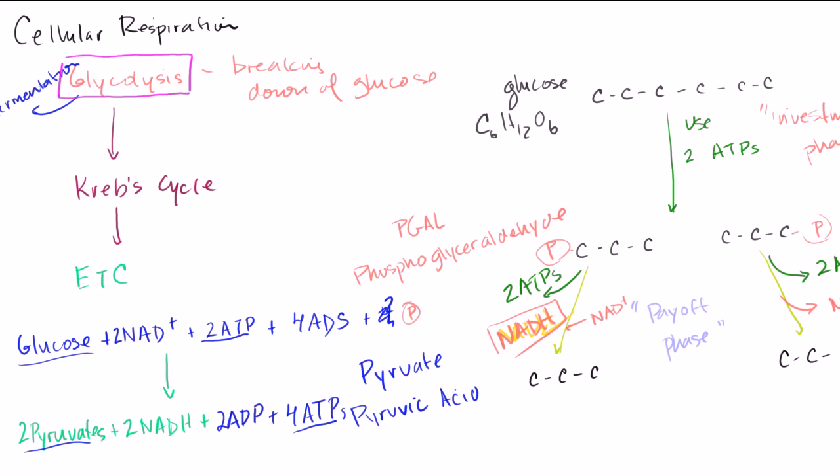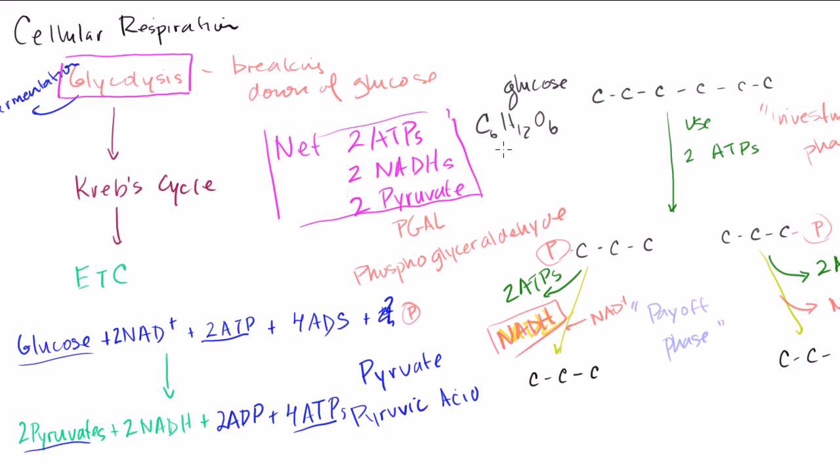Let me write that very big. Net, what you get out of glycolysis is 2 ATPs, you get 2 NADHs that can each later be used in the electron transport chain to produce 3 ATPs, and you get 2 pyruvates, which are going to be re-engineered into acetyl-CoAs that are going to be the raw materials for the Krebs cycle. But these are the outputs. These right here are the outputs of glycolysis.